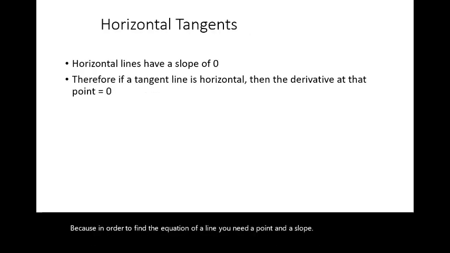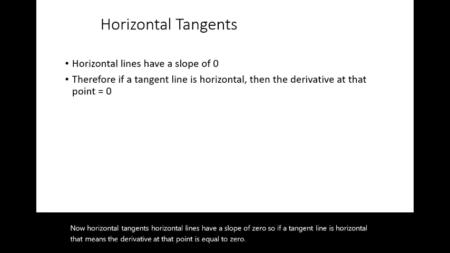Now, horizontal tangents. Horizontal lines have a slope of 0. So if a tangent line is horizontal, that means the derivative at that point is equal to 0. So if you were ever asked to find where this function has a horizontal tangent, what you are asked is where the derivative is equal to 0.